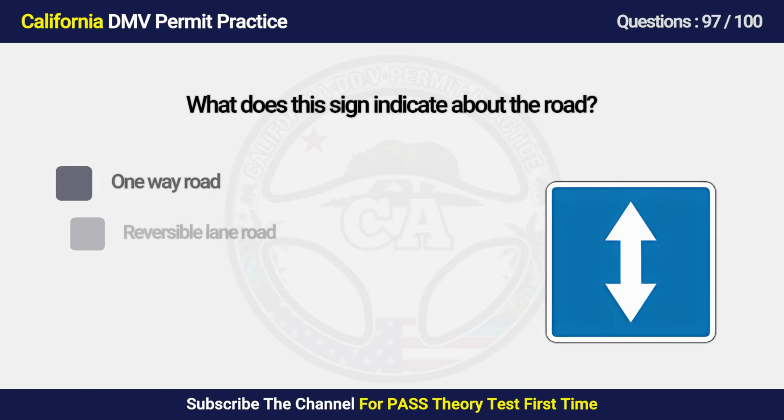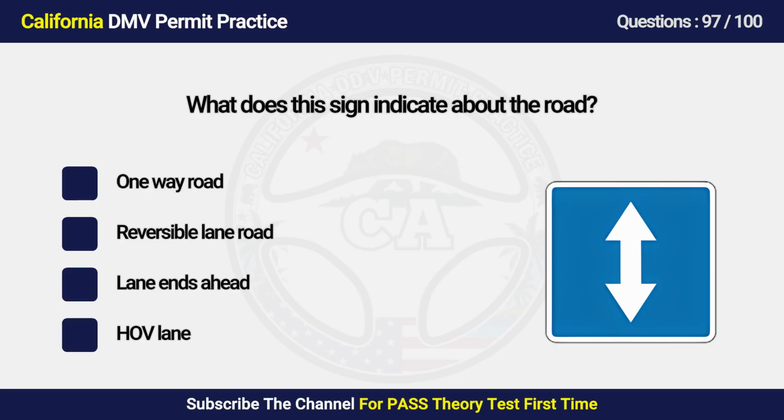Question 97. What does this sign indicate about the road? A. One-way road. B. Reversible lane road. C. Lane ends ahead. D. Lane.